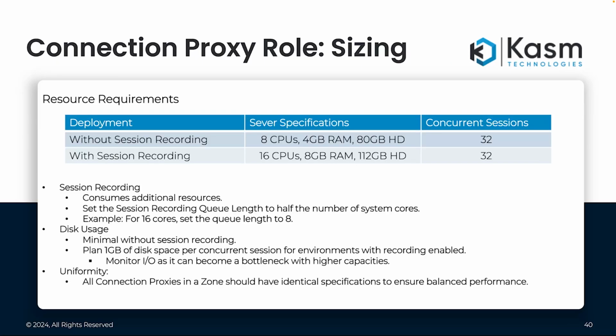When we start talking about sizing for these particular roles, right? The big thing is going to be whether or not we're doing session recording, okay? So without session recording, 8 CPUs, 4 gigs of RAM, 80 gigs of hard drive for 32 session connections. If you are going to do session recording, that ups the hardware requirements by basically double. 16 CPUs, 8 gigs of RAM, 112 gigs of hard drive space. Again, for that same 32 sessions, right?